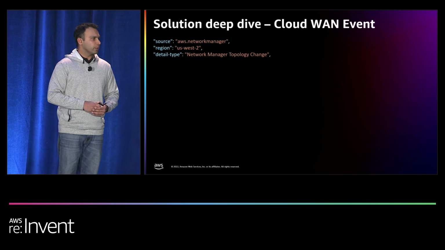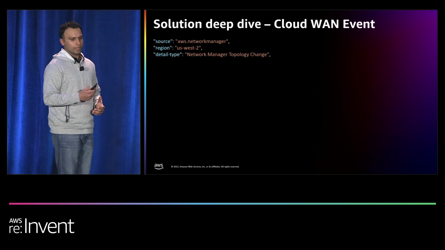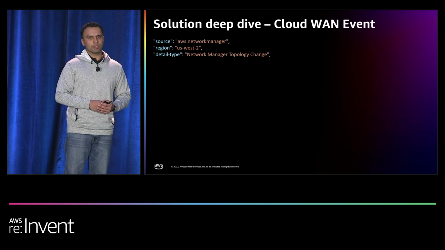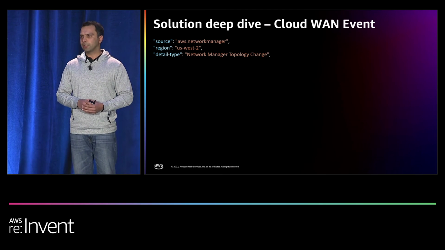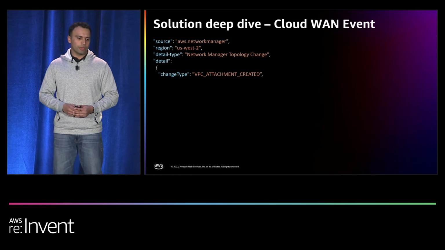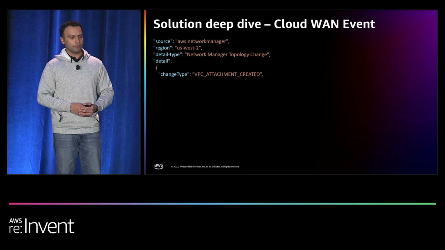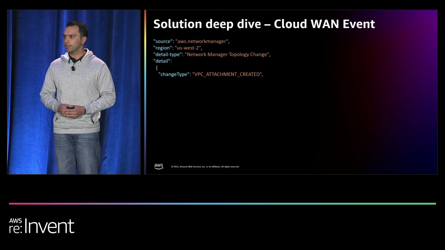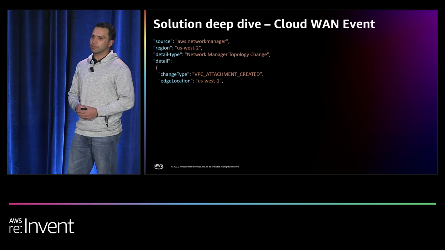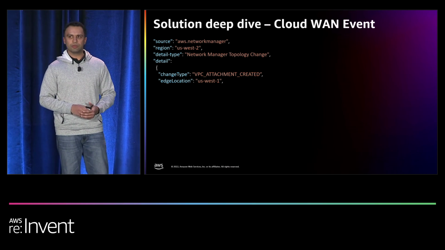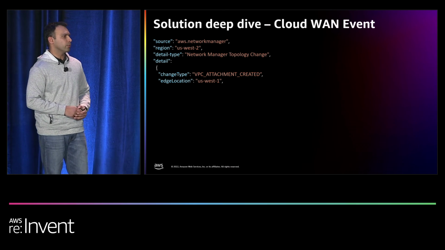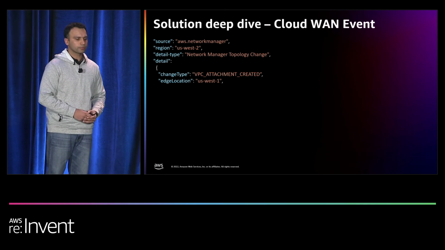The next thing that we are going to be trapping on is the detail type, that is the Network Manager topology change. We consider it a topology change because a net new attachment got created and associated into your routing domain. Now, within the detail section, what is the change type? VPC attachment created, because you created a new attachment. The next one is edge location. And this is the target region, if you would. This is the region where the VPC actually lives. So this is also one of the entries that we will be trapping on in our rules.